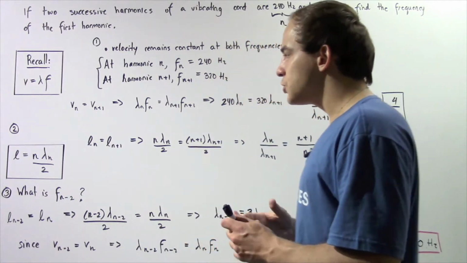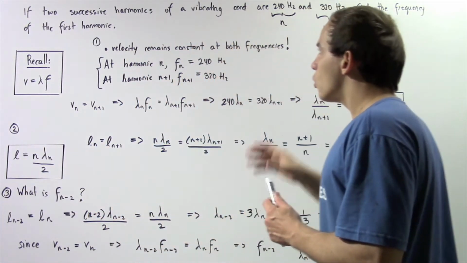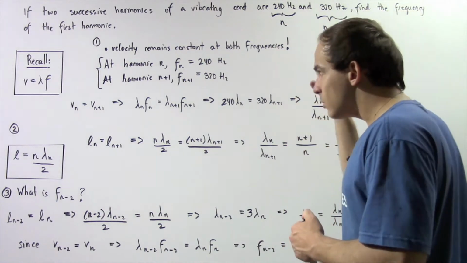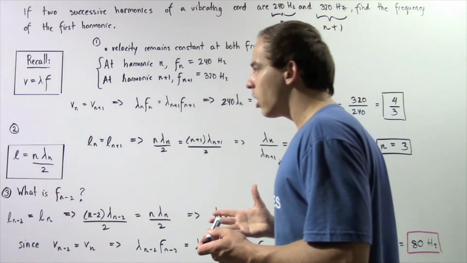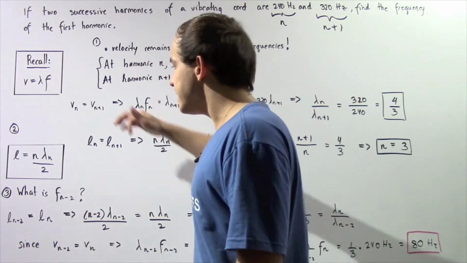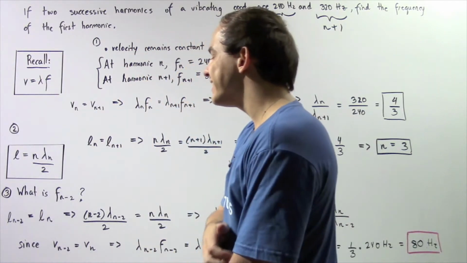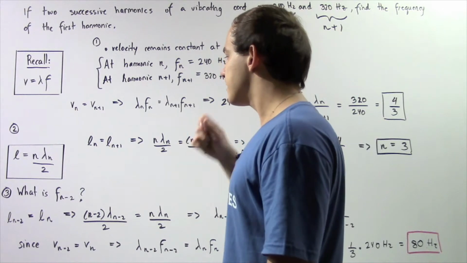So let's look at part 2 where we're going to apply this equation. Not only is the velocity constant in our chord, our length is also constant. So that means the length at any given point is exactly the same. The length at any given harmonic is exactly the same.